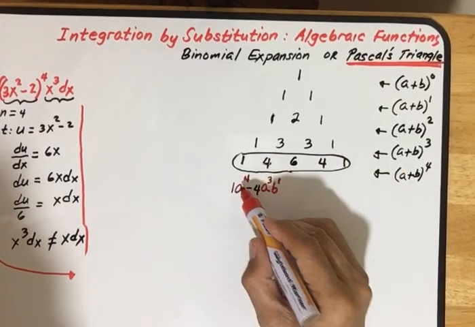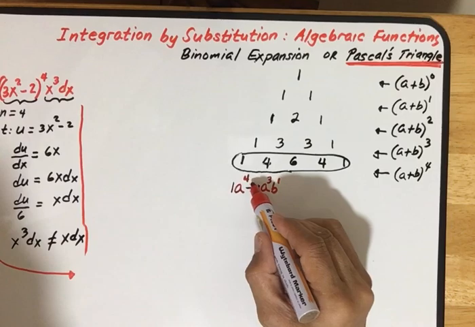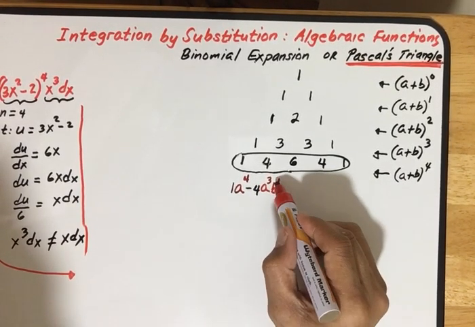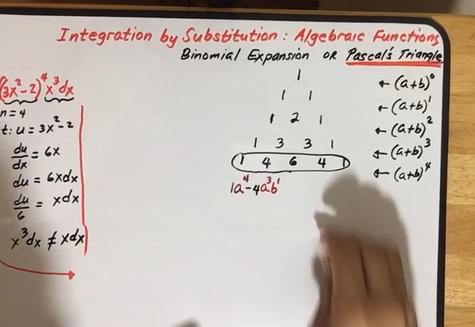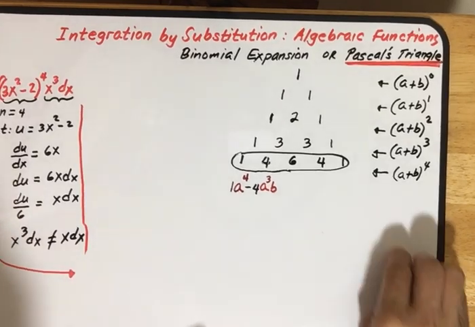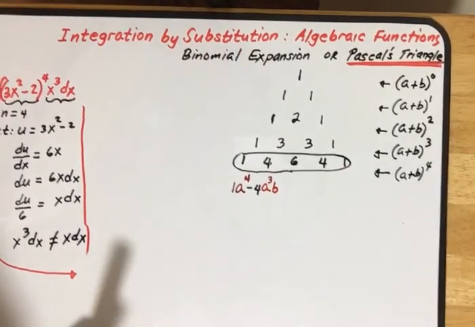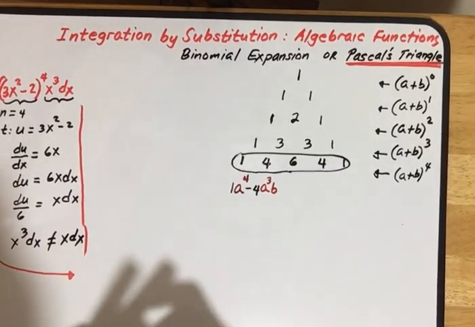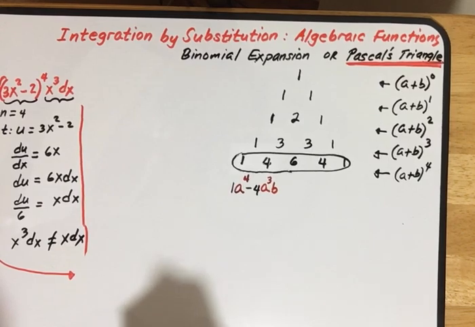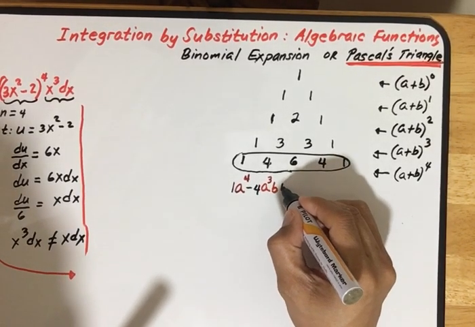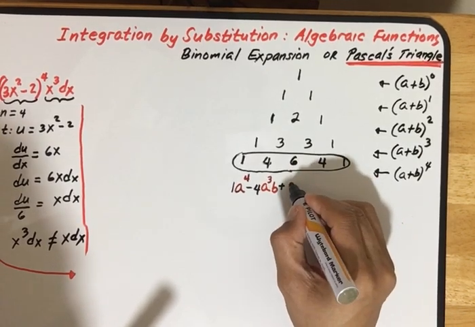Take note, class, that the power of A here is decreasing and the power of B is increasing. This is power 1, so you don't have to write 1 because that is understood to be power equal to 1. Then the next sign will be positive. So this is plus. Then you have 6.